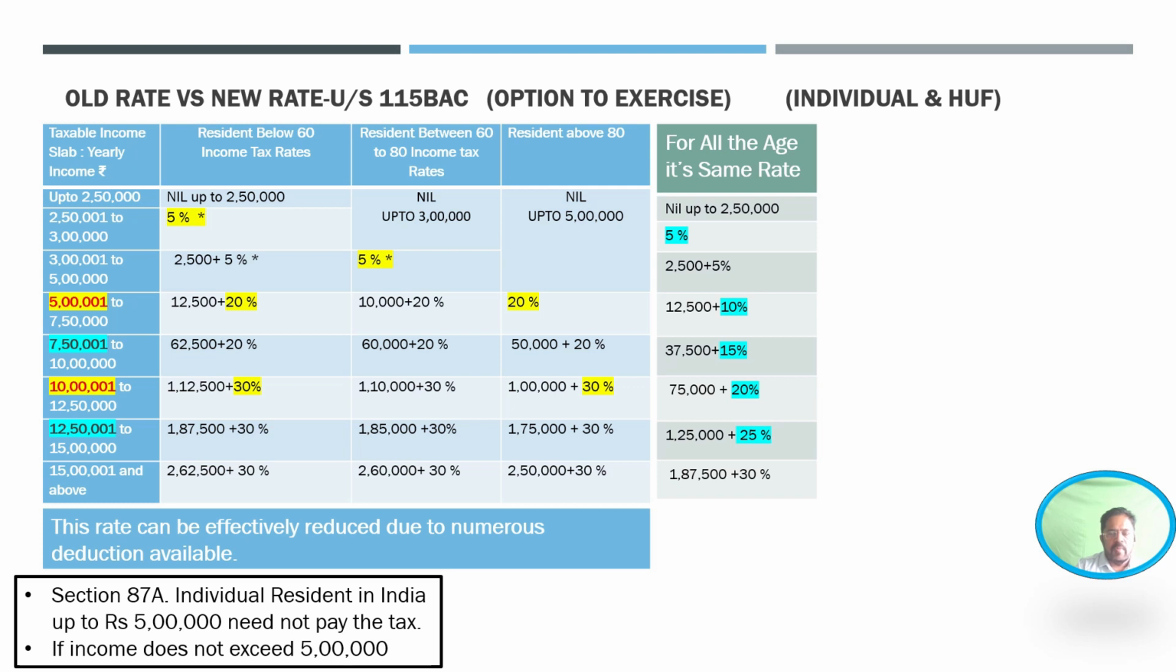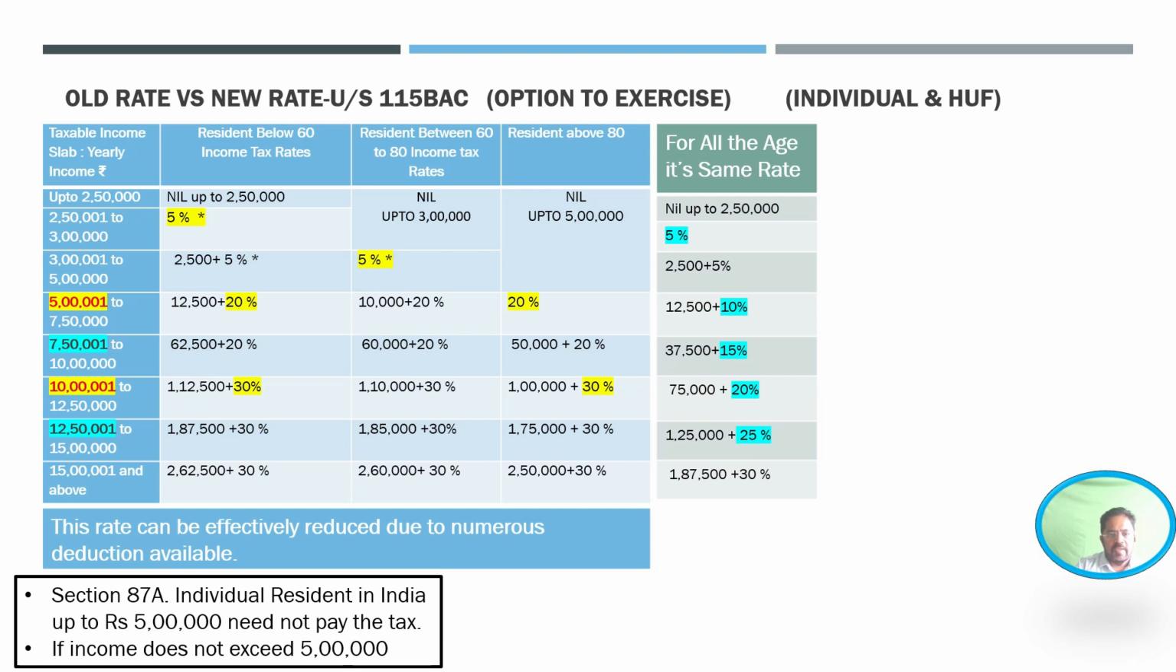But however, if your income exceeds rupees 5 lakhs, then the rate of taxation is payable from 2,50,000 onwards. So here under the new rate, at least if your income is up to rupees 5 lakhs, you don't have to worry. But if it exceeds rupees 5 lakhs, you have to think of that, keeping your age factor in mind, whether you should go for a new rate of taxation or whether you should go for an old rate of taxation. Because under the new rate of taxation, the tax is 5% up to rupees 5 lakhs.